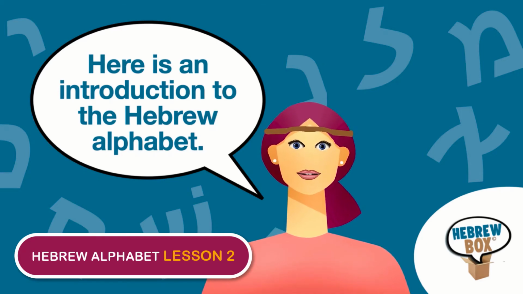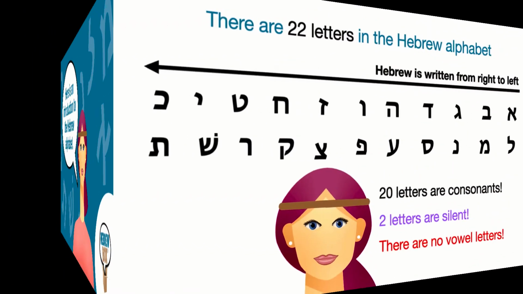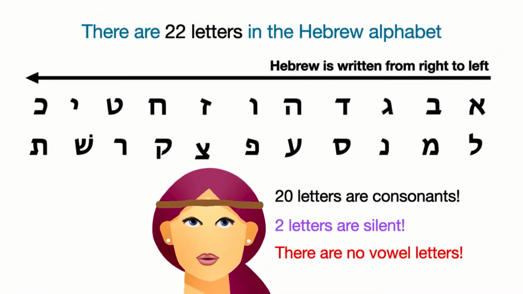Before we see each letter, here's a short introduction to the Hebrew alphabet. As explained in a previous video, Hebrew is written from right to left. We also learned that there are 22 letters in the Hebrew alphabet, and they are all consonants.